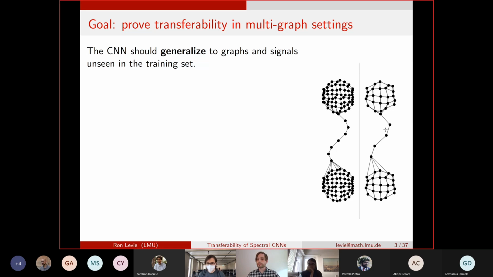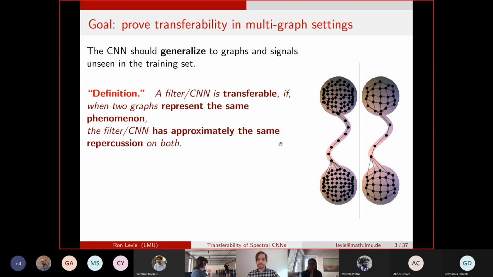Because maybe during training, I'm going to see this graph, and during testing, I'm going to see these graphs. This leads us to the notion of transferability in this context, which means a filter is called transferable if, whenever two graphs represent the same phenomenon, the filter or the convolution network has approximately the same repercussion on both graphs. The goal is to prove transferability of spectral graph networks.